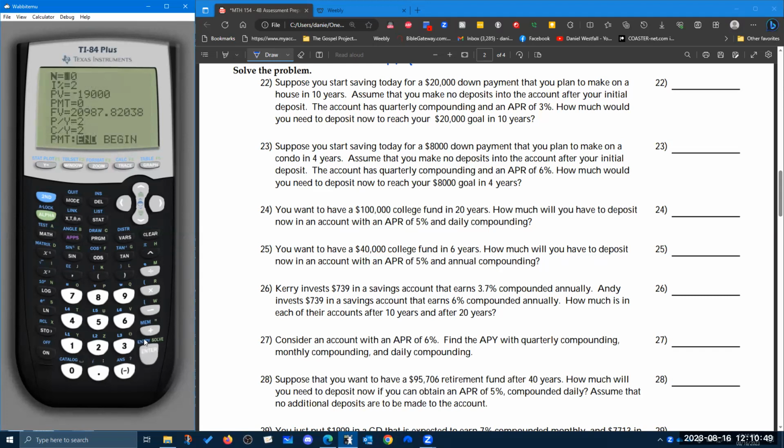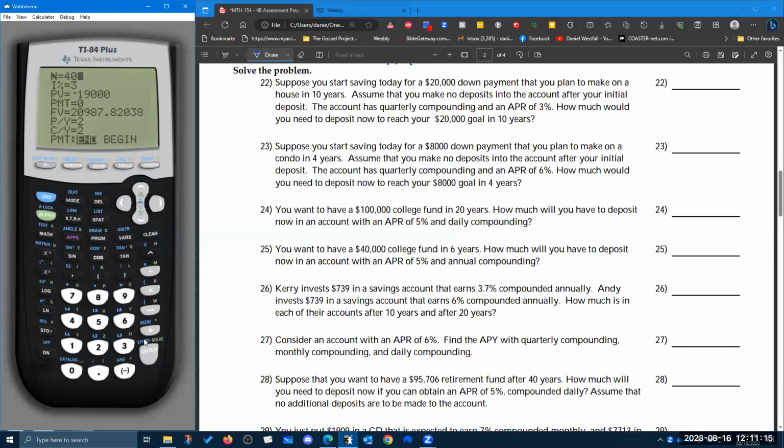So suppose that you start saving today for a $20,000 down payment that you plan to make on a house in 10 years. Assume that you make no deposits into the account after your initial deposit. The account has quarterly compounding and an APR of 3%. So 3% APR.